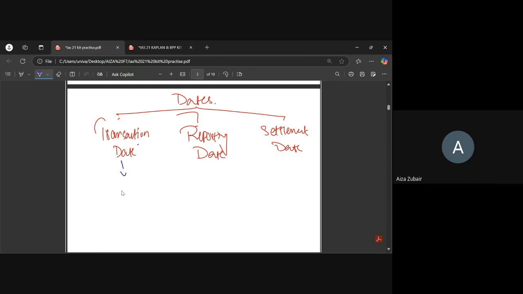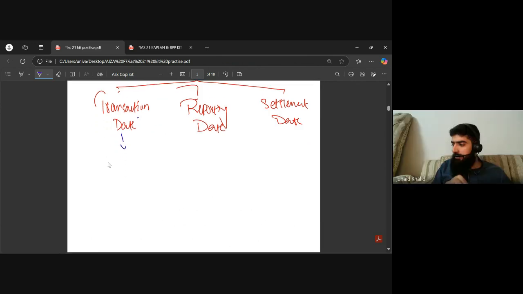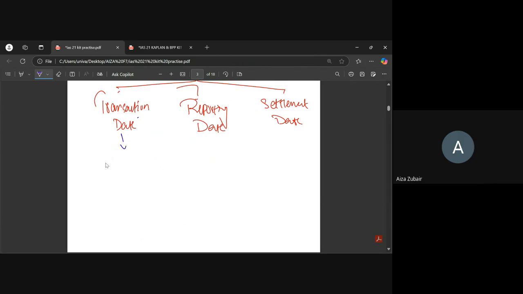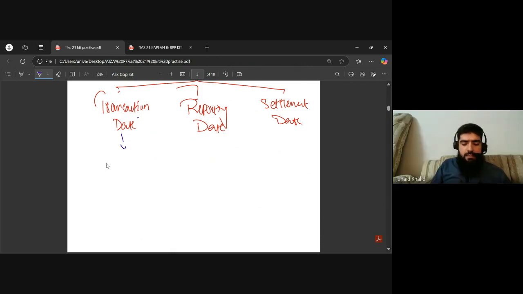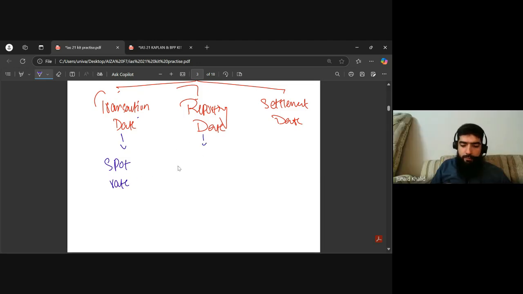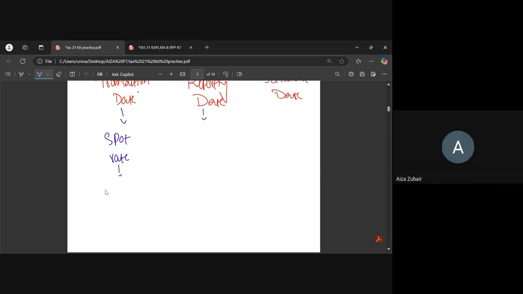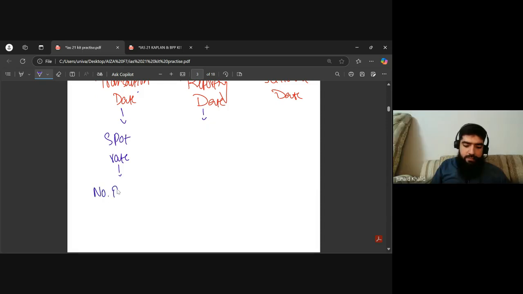The transaction date is when it occurs. You record it at the date it occurs, and it is translated at the spot rate. Yes, spot rate, or we can also call it the historic rate, right? Yes. One more thing, whether there will be an exchange gain or loss? There's no exchange gain or loss. Excellent. At this transaction date, there is no exchange gain or loss.